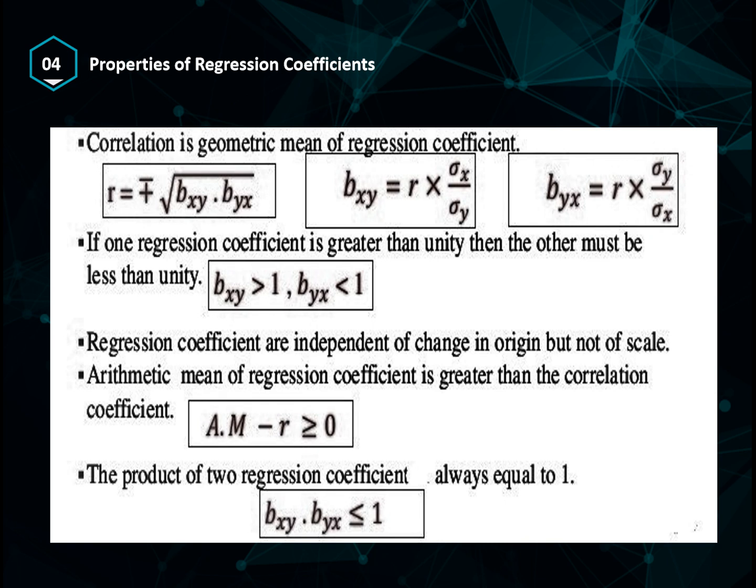And the second property is if one regression coefficient is greater than unity, the other must be less than unity. Both are inversely proportional. Regression coefficients are independent of change in origin but not of scale. And we have the fourth property: the arithmetic mean of regression coefficients is greater than the correlation coefficient. And the last property is the product of two regression coefficients is always either equal to 1 or less than 1. These are the properties of regression coefficients.